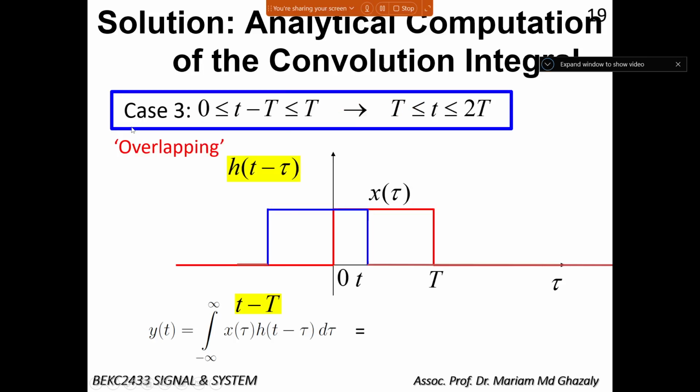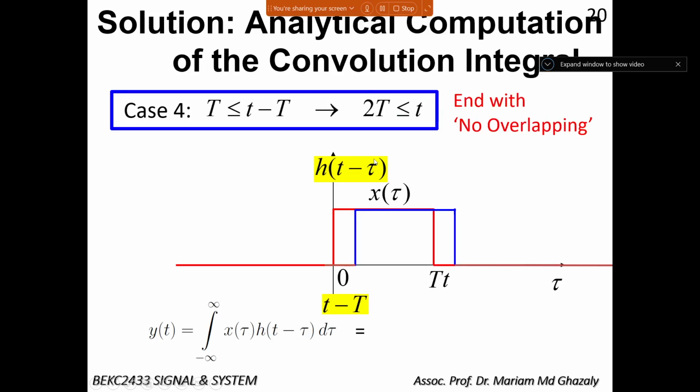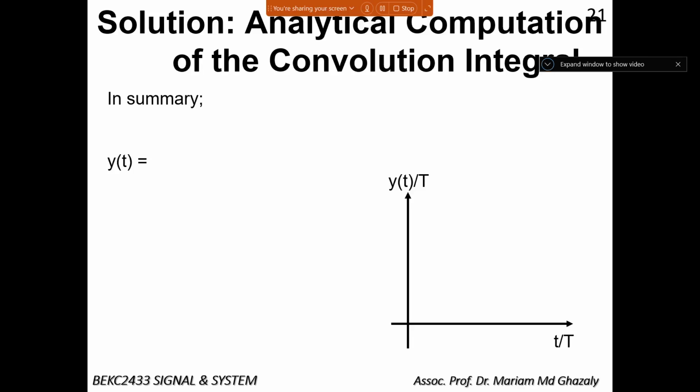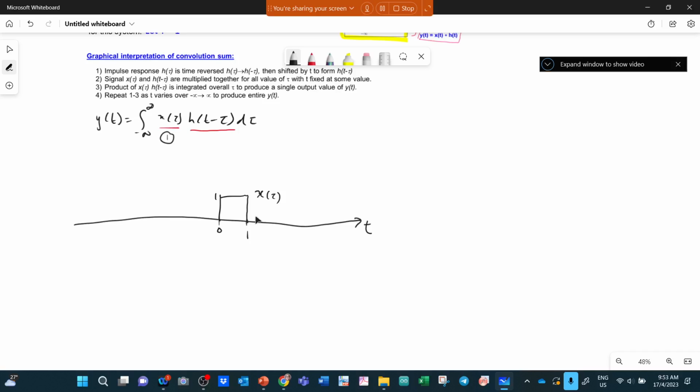Case number 3 is when you move it some more, and you see that it starts to overlap over here, and this starts to not overlap anymore. This is case number 3. And case number 4 is when you don't see any more overlapping. When there is no more overlapping, you stop doing the shifting. By understanding that concept, you are going to do the drawing. That was just the concept.